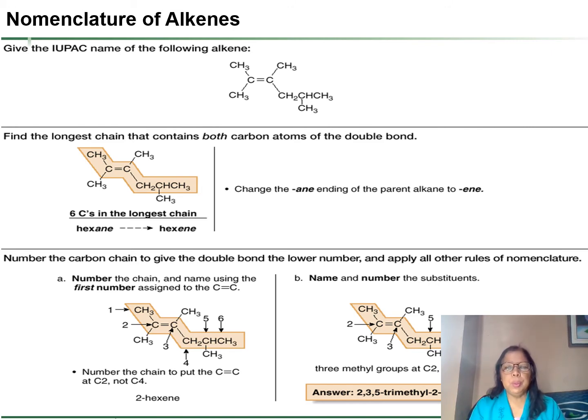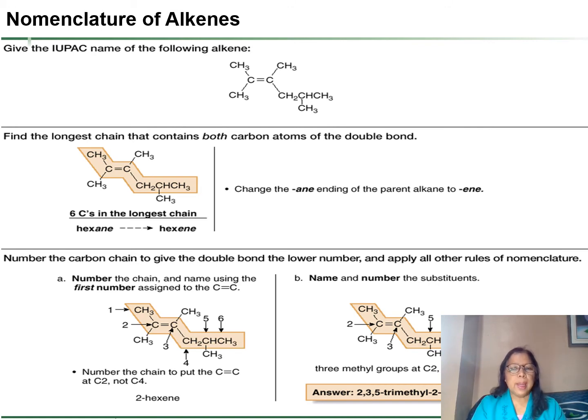Now, how are we going to position the numbering of carbons? Number the chain, and name using the first number assigned to the first carbon-to-carbon bond, the first C-C double bond. So since you can see here the double bond, I think the carbon here is nearer to here rather than the carbon here. So we're going to assign this as the first carbon, second carbon, third carbon, fourth carbon, fifth carbon, and sixth carbon.